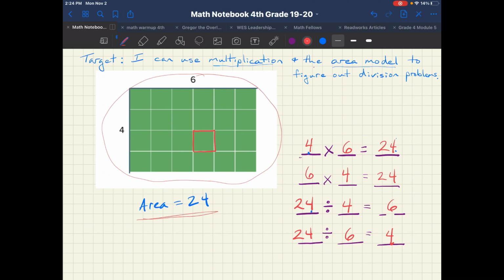You should be able to see it over here. You should be able to see 4 groups of 6, right? And you should be able to see 6 groups of 4.